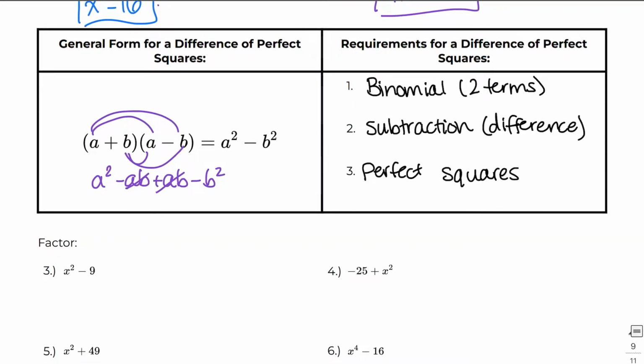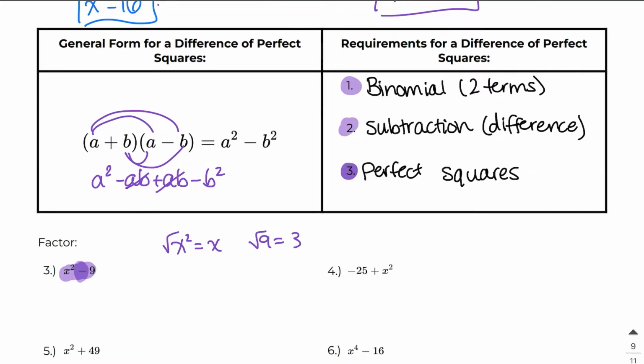So let's take a look at question number 3. In number 3, we've got x squared minus 9. So let's look at our requirements. Is it a binomial? Absolutely, it's 2 terms. Is there subtraction? Absolutely, there's a subtraction sign right here. Do we have perfect squares? Yes, we do, because the square root of x squared is x, and the square root of 9 is 3. So we know that these are perfect squares.